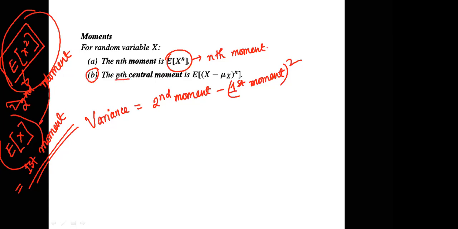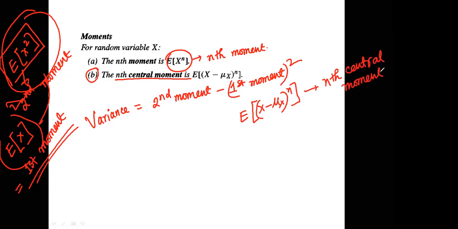What is the nth central moment? The nth central moment is the expected value of x minus mu x, whole to the power n. This is called the nth central moment. So can I say that variance is the second central moment? Because variance is the expected value of x minus mu x, whole square.